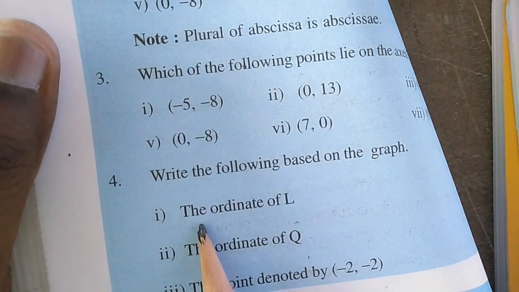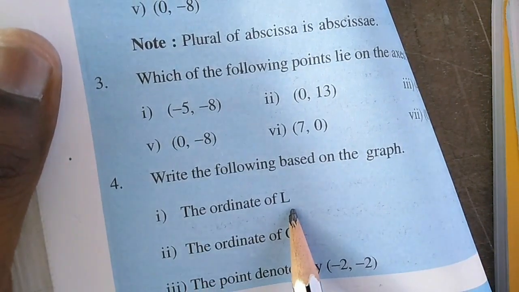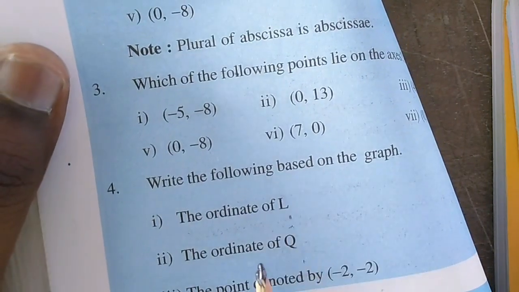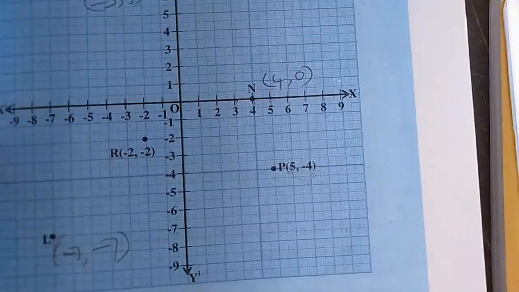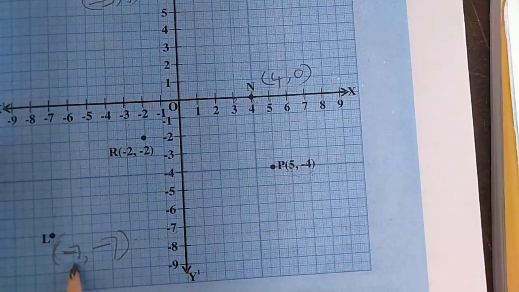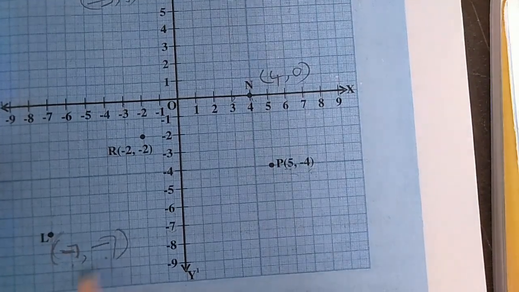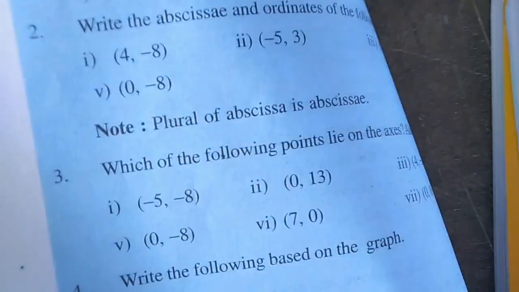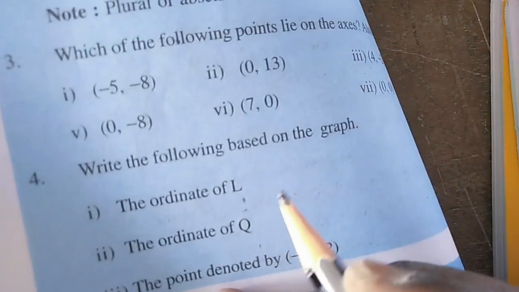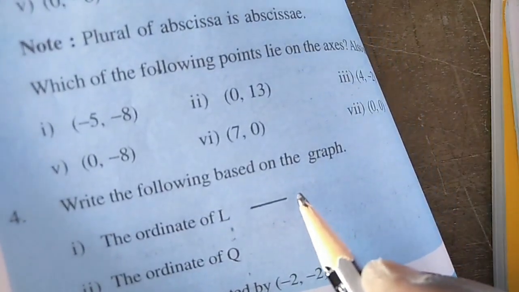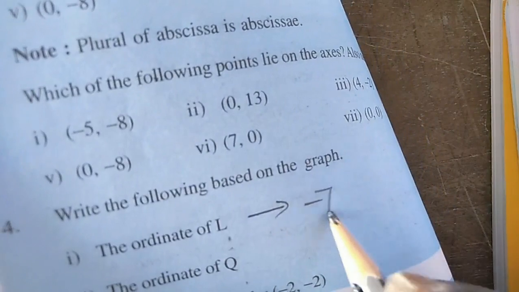The first question asked is the ordinate of L. Ordinate means the y coordinate is called ordinate. So ordinate of L, that means here the point L is what? Minus 7 comma minus 7. The first one is known as abscissa, second one is known as ordinate. That means ordinate of L is minus 7. So you have to write the answer as minus 7.